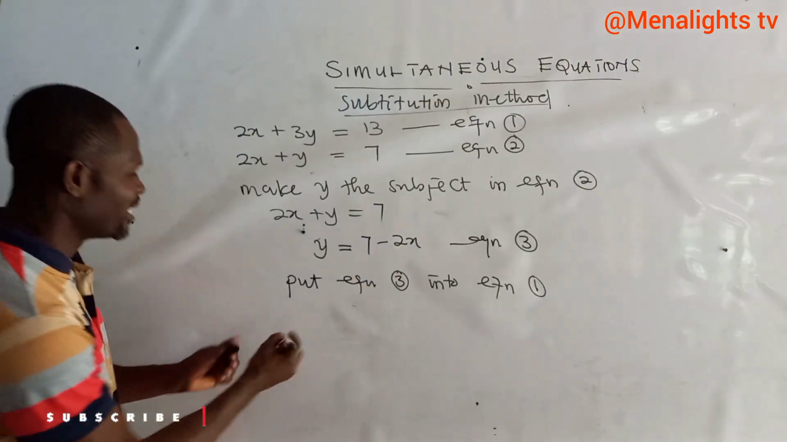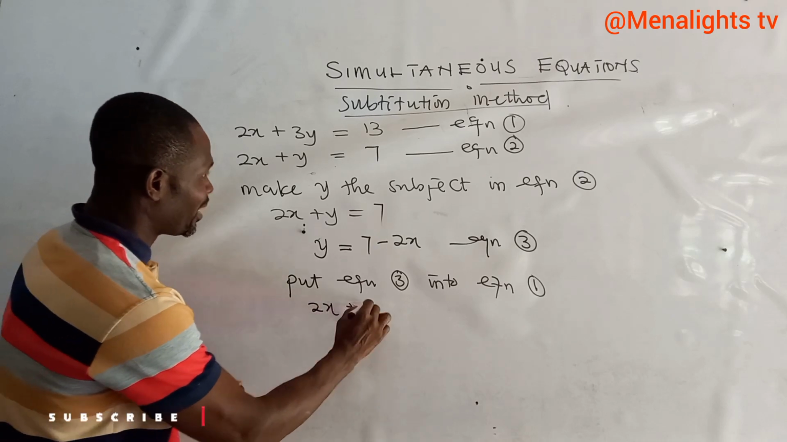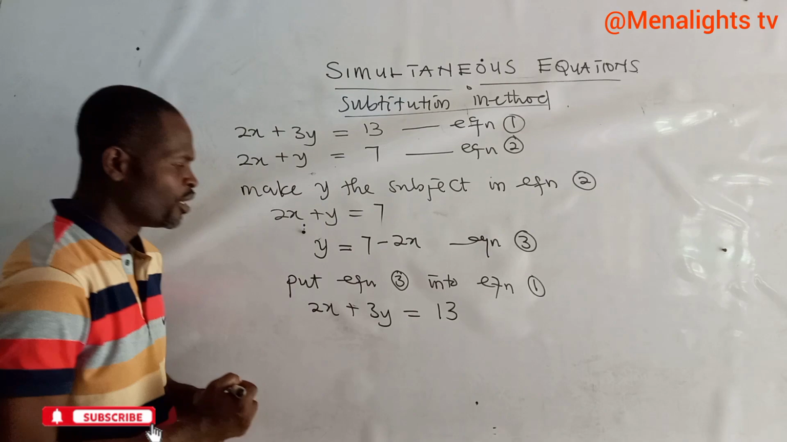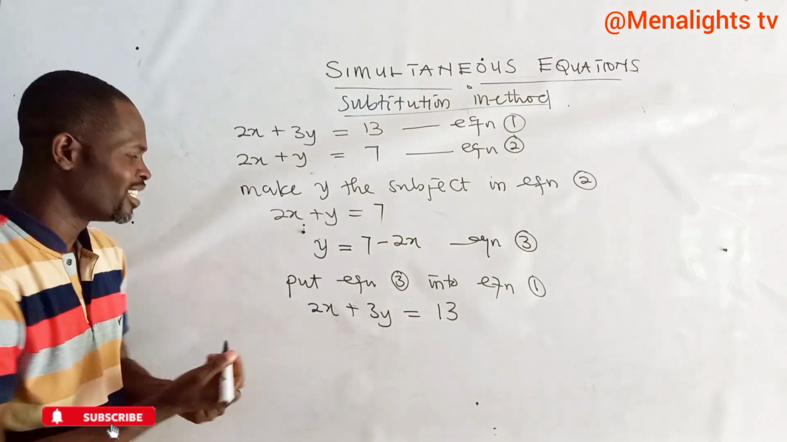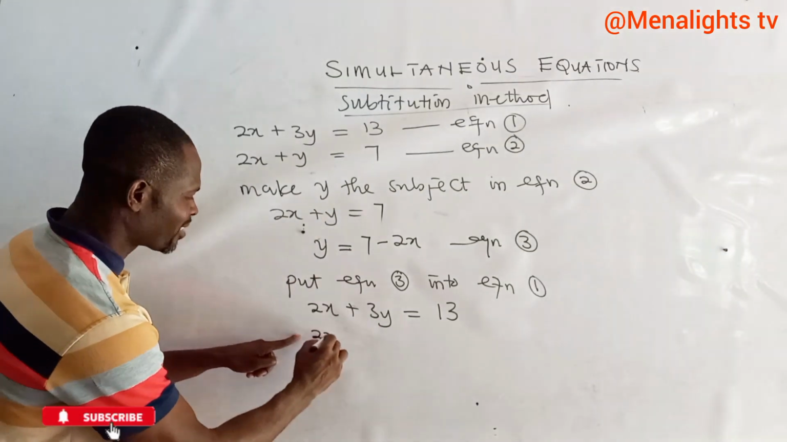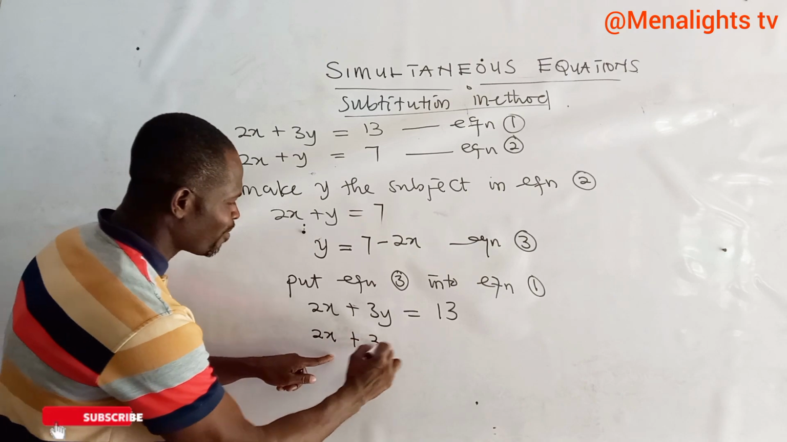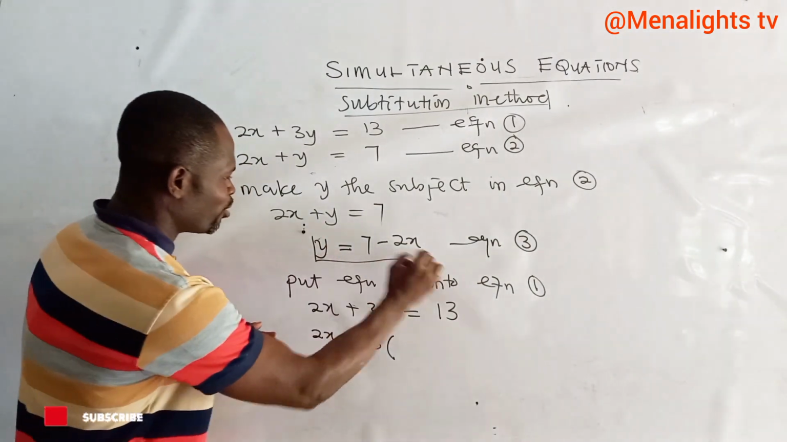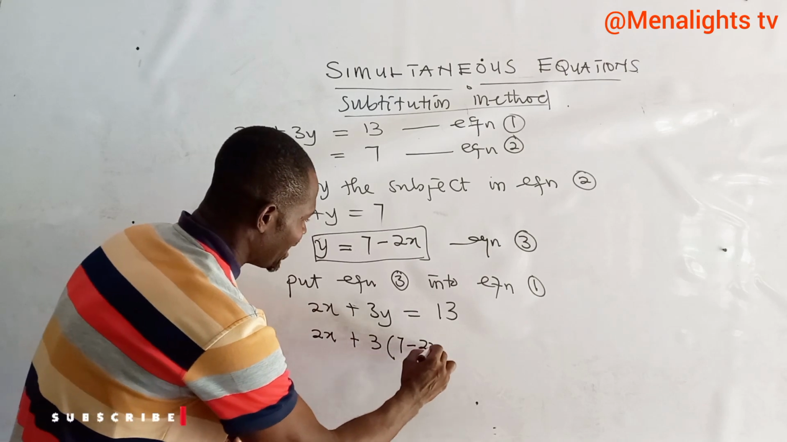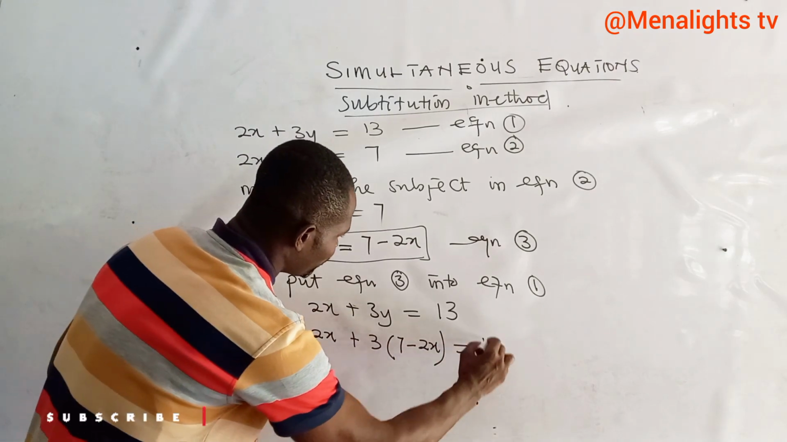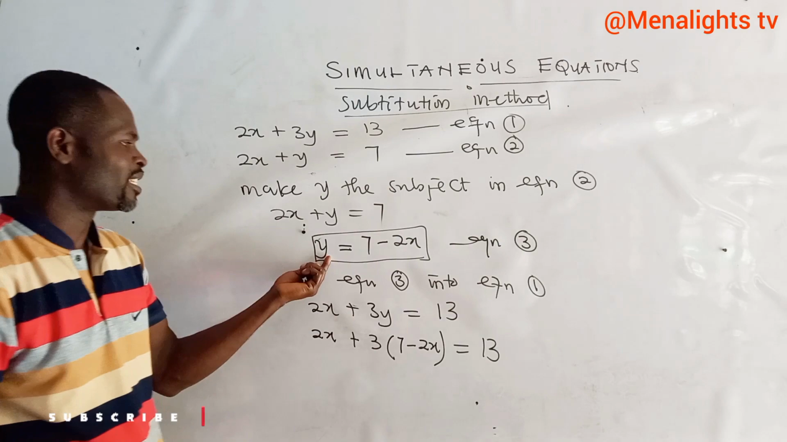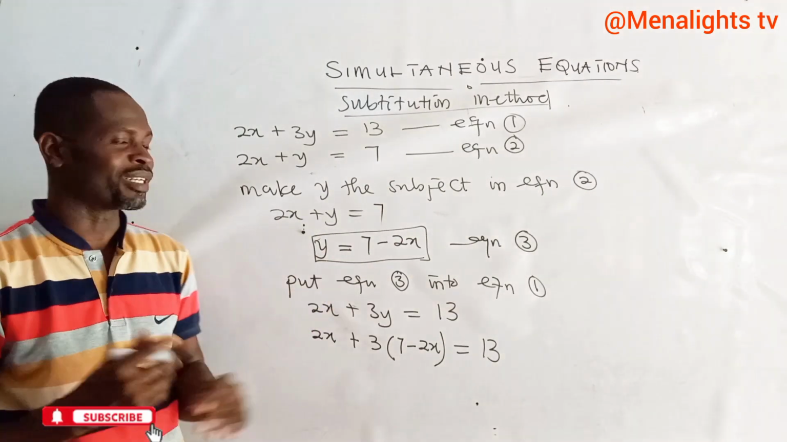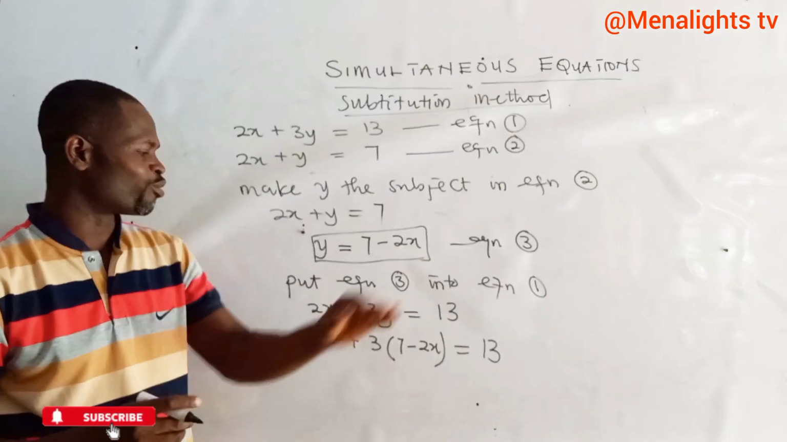So our equation 1 is 2x plus 3y, which is equal to 13. So in place of y, the 2x comes plus 3y. So what is the value of y? Our y is equal to 7 minus 2x there, which is equal to 13. So the y is what? 7 minus what? 2x, not 7x minus 2x. 7 minus 2x.